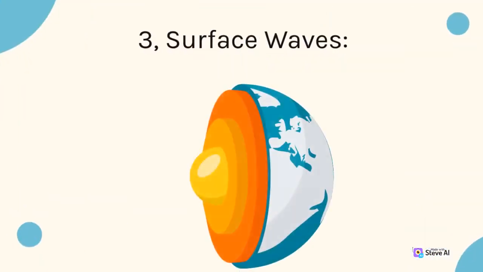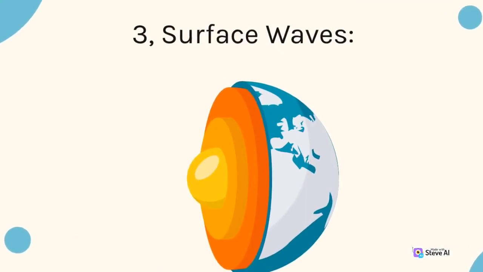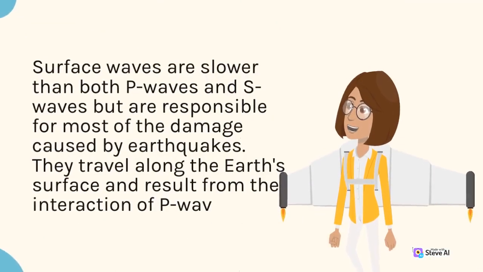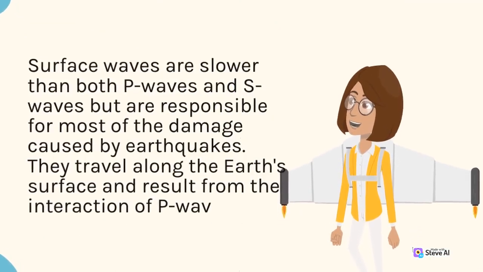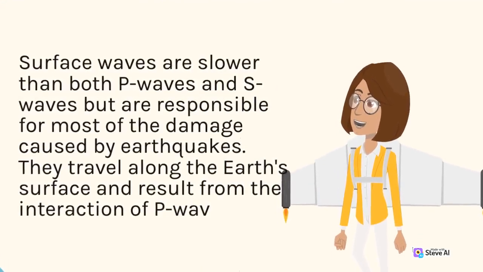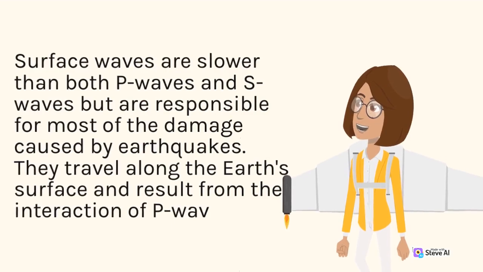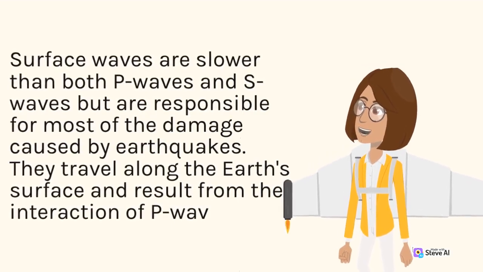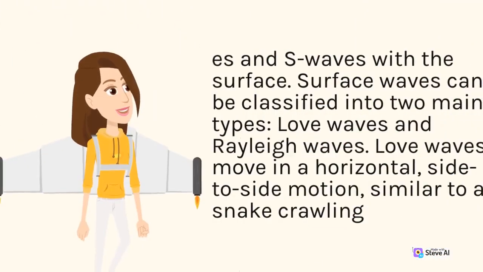3. Surface waves. Surface waves are slower than both P waves and S waves but are responsible for most of the damage caused by earthquakes. They travel along the Earth's surface and result from the interaction of P waves and S waves with the surface.